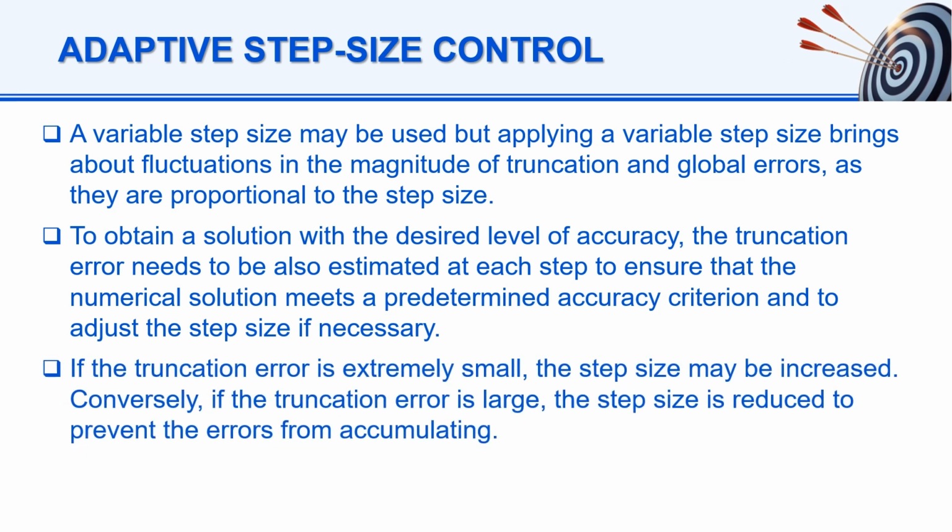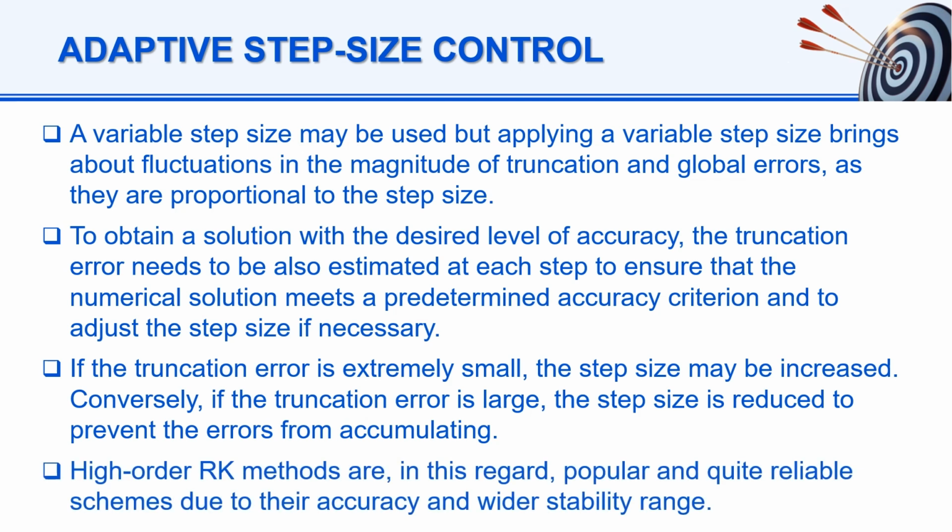If the truncation error is extremely small, the step size may be increased. Conversely, if the truncation error is large, the step size is reduced to prevent the errors from accumulating. High-order Runge-Kutta methods are, in this regard, popular and quite reliable schemes due to their accuracy and wider stability range.